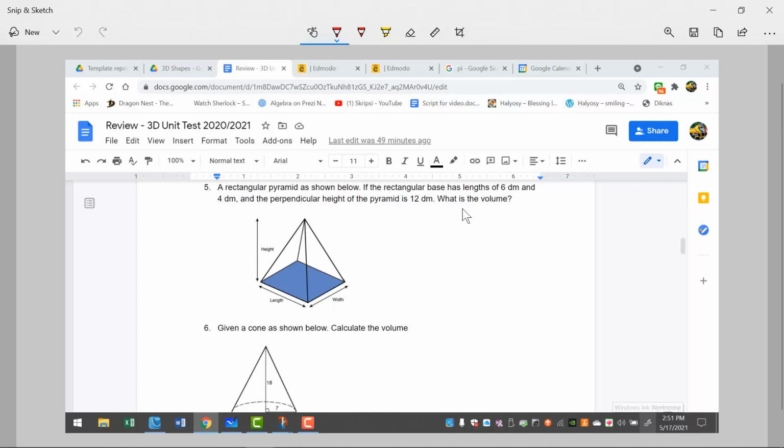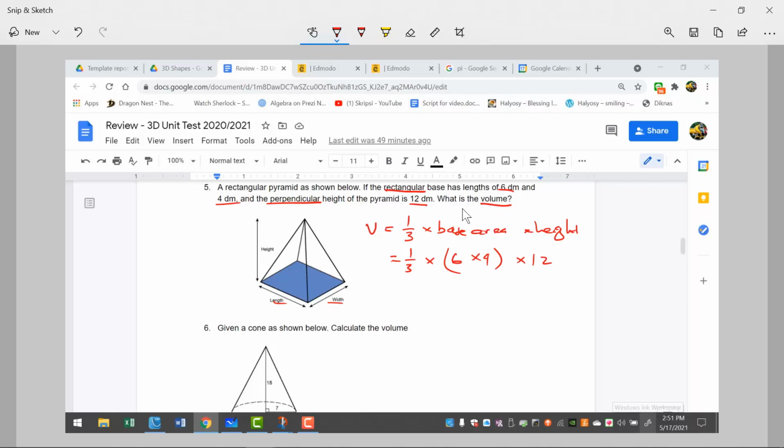Okay, so because the question is about the volume, the volume is equal to 1/3 times the base area, and then times the height. You have all the information here actually. The base area is a rectangle with a length of 6 and 4, so this is just 6 times 4, because the area of a rectangle is length times width. Multiply that with the height, and remember that the height needs to be perpendicular, a 90-degree angle, and it's 12. So it's times 12.